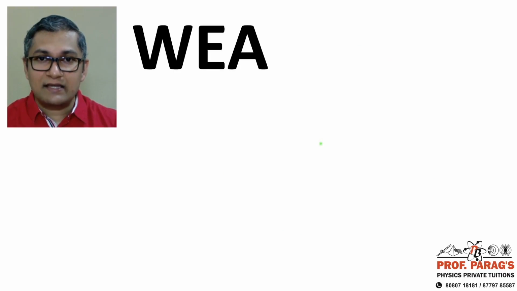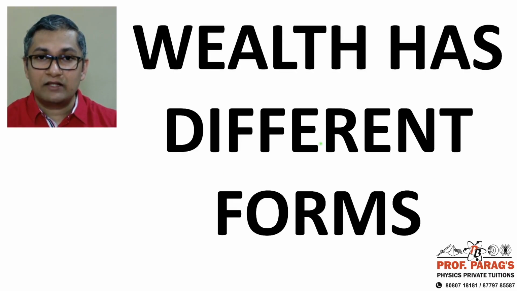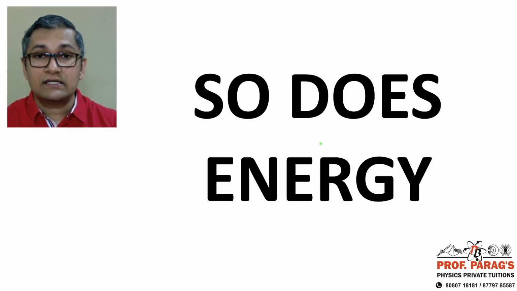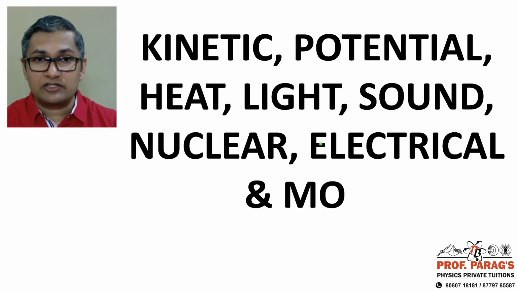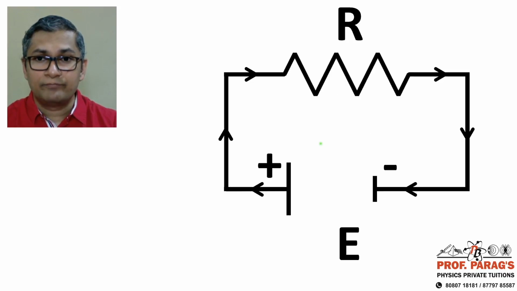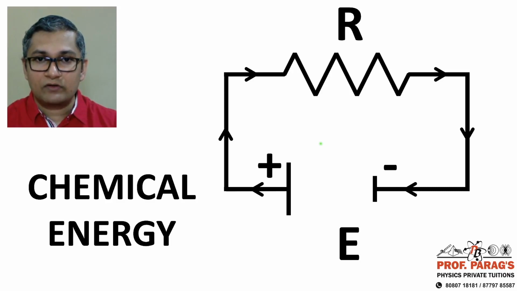All these are forms of wealth. Just like wealth is in different forms, similarly we all know that energy also is in different forms. So what are the different forms? There is kinetic, potential, heat, light, sound, electrical, nuclear. Several more you can just search on Google. So what energy is getting lost here in our circuit diagram? It is nothing but chemical energy.